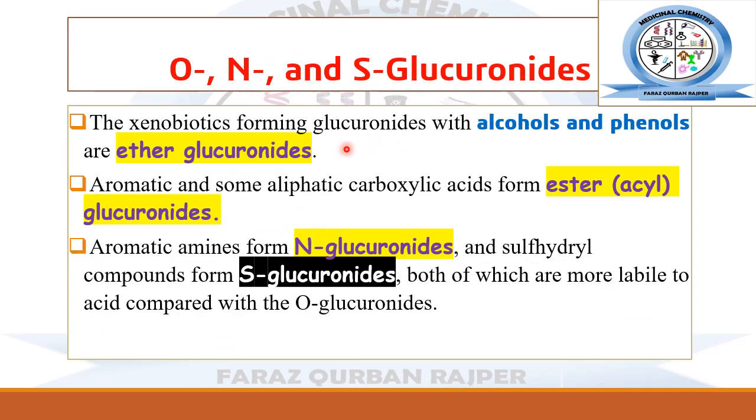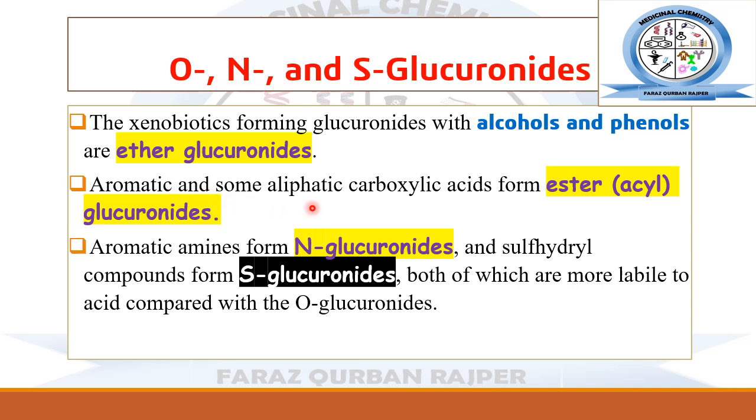The xenobiotic drug molecules form conjugates with oxygen, nitrogen, or sulfur. Glucuronide conjugates must have alcohol or phenol groups in their structure, and they form the ether glucuronide.